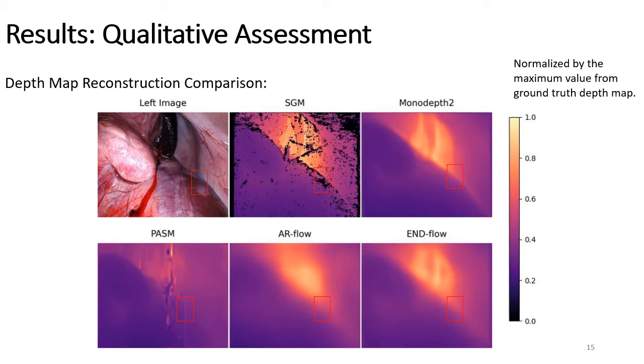Here we sample some images for visual comparison. Results from SGM tend to have some holes. Monodepth2 has sharper boundaries, but it loses real scale during our evaluation. PASMnet strongly relies on epipolar constraints and fails due to calibration issues. Our method predicts depths in real scale and has sharper boundaries than ARFlow.